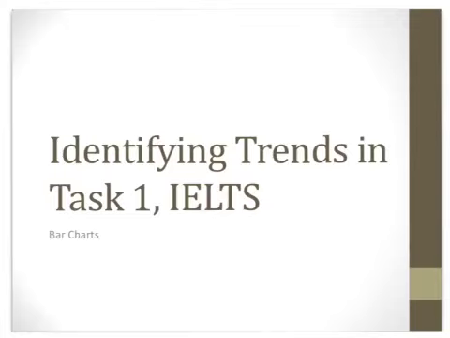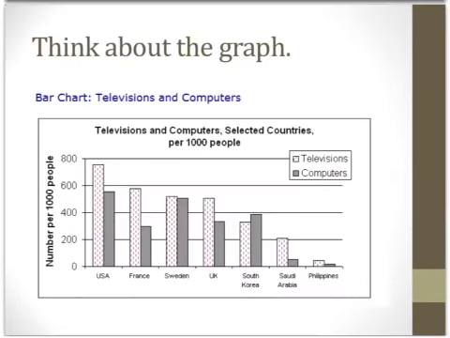In this short video, I'm going to explain how to identify trends in Task 1 of IELTS. What I'm going to use is a bar chart that compares the number of televisions and computers in some countries for 1,000 people.